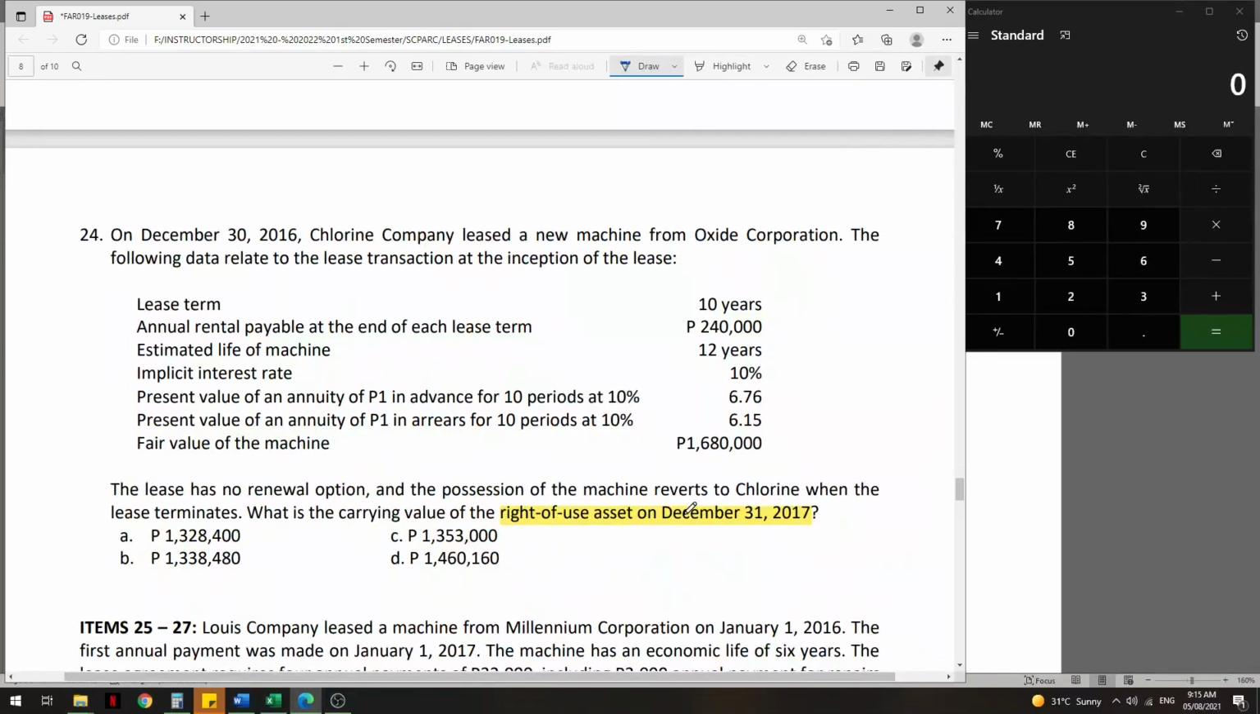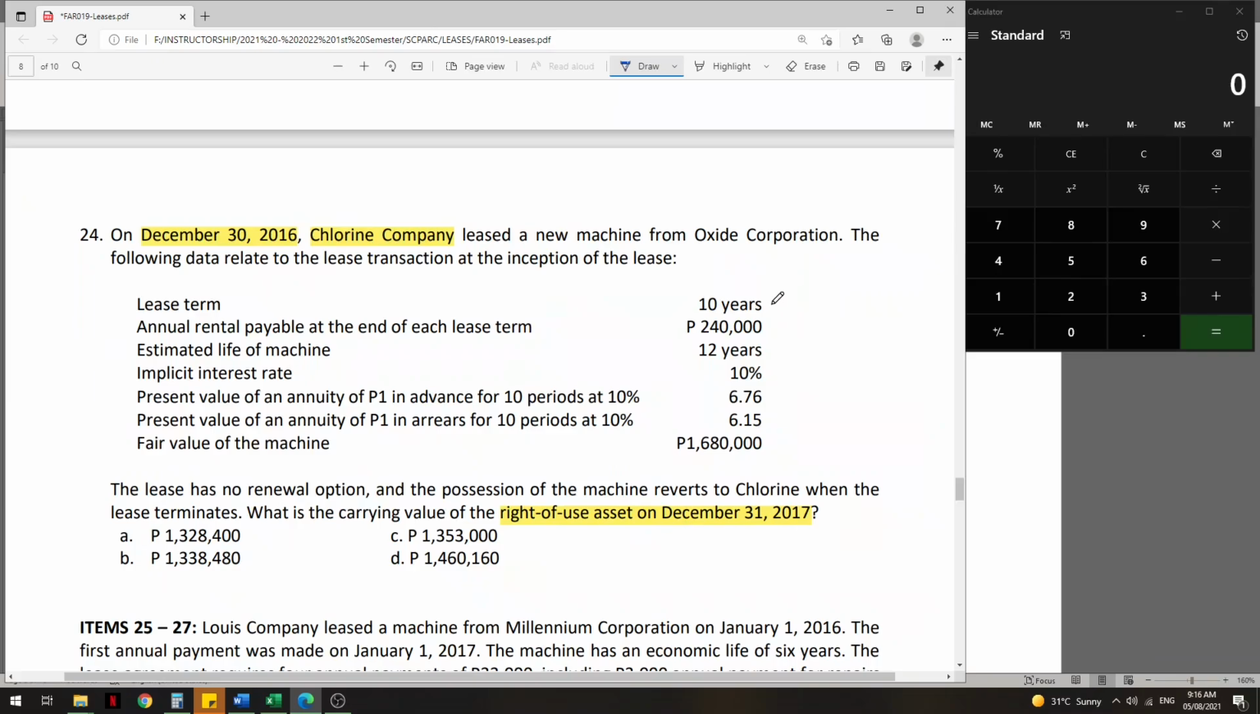So with that, let's read through the problem. December 30, 2016, Chlorine Company leased a new machine from Oxide Corporation. The following data relate to the lease transaction at the inception of the lease. So the transaction happened December 30, 2016, and the requirement is 1 year after that. Take note, 1 year after. We may need to depreciate our ROA later.